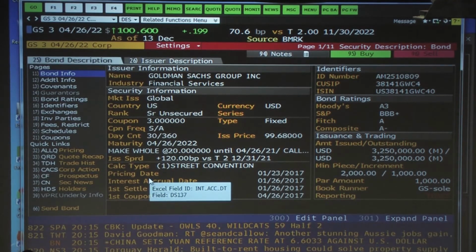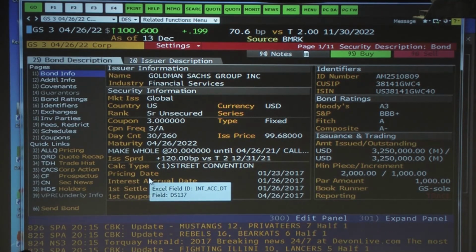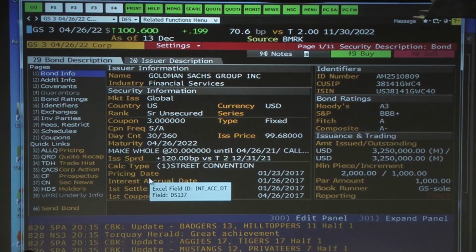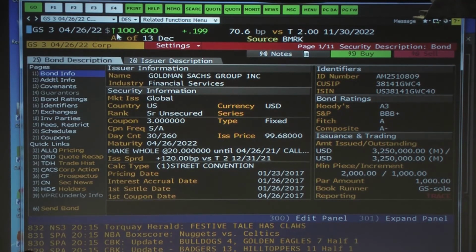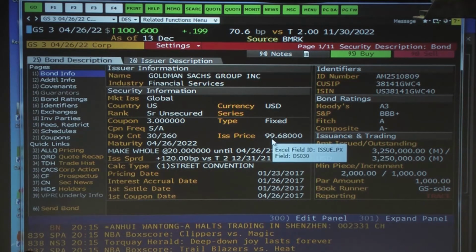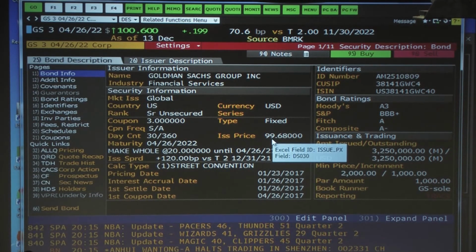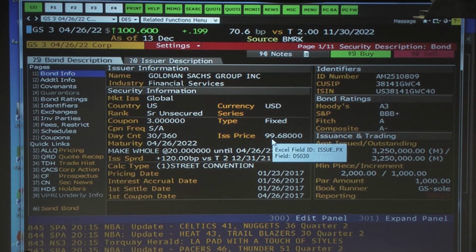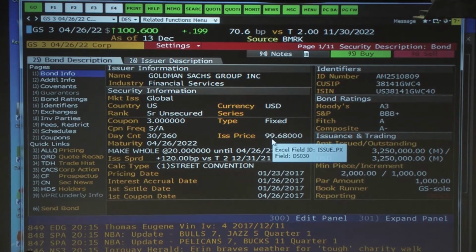So whenever anyone invests in a bond, you have to put in your principal payment. Your principal payment here would represent the issue price. It was issued at $99.68 per bond. So basically, that was the issue price.